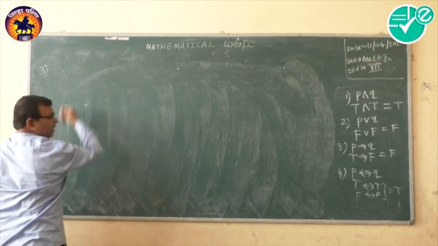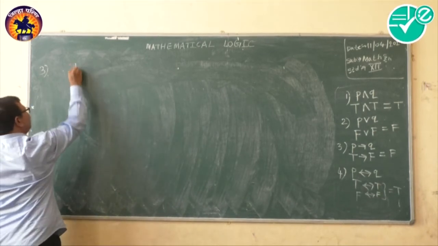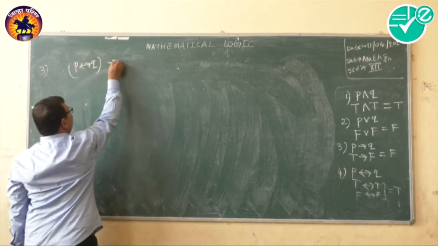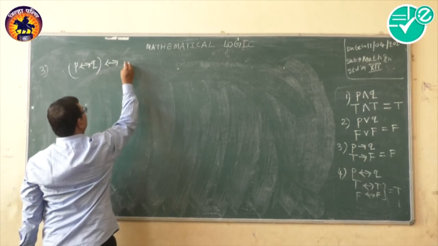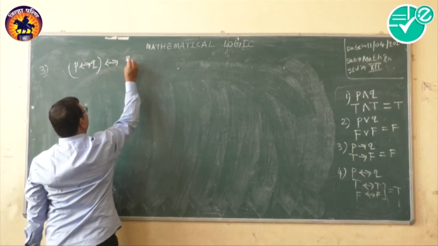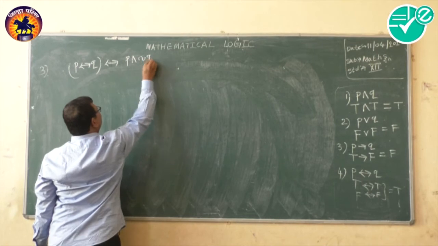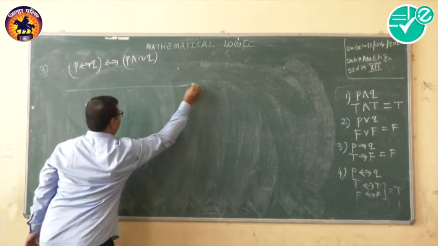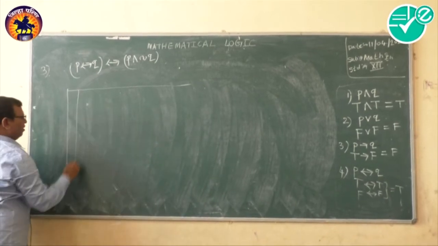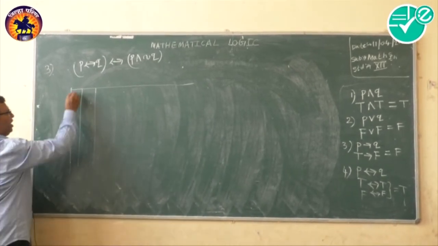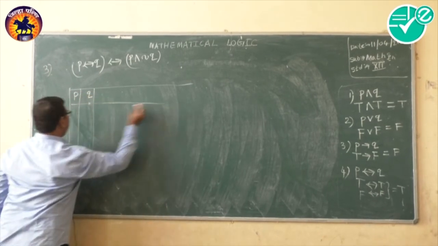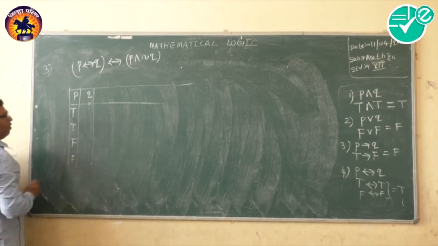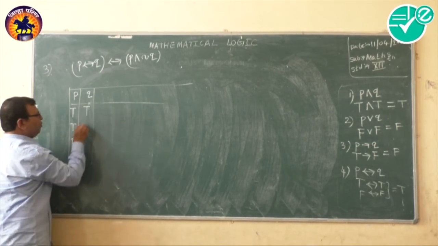Now see, our third example will be P double implication Q, double implication P conjunction negation Q. While solving this, first of all, we have to construct the table. Now what is P and what is Q? P is true, false. What is Q? That is true, false.